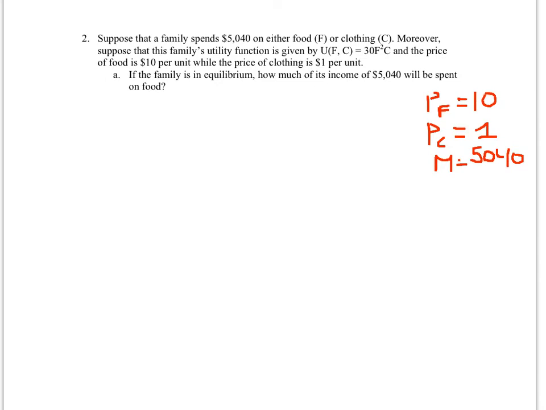In this particular problem, we are looking for the amount of money that this person will spend on food. Clearly, in order to answer that problem, we need to find out the quantity of food, right? So then multiply that by the price of food to find the amount of money they spend on that. The ratio of the marginal utilities is MUF over MUC, and that's going to be equal to the ratio of the prices PF over PC.